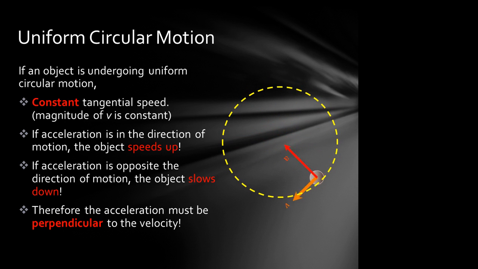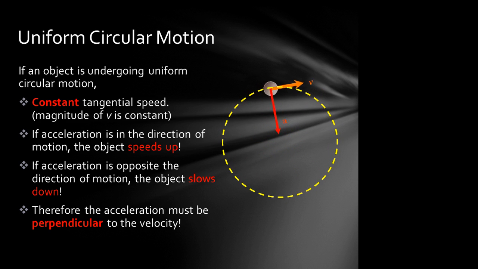We considered an argument where if the acceleration was in the direction of motion at any instant, the object would speed up. And if the acceleration was opposite the direction of motion, it would slow down. But our object moving in uniform circular motion is neither speeding up nor slowing down. It's just maintaining a constant speed moving in a circle. So it can't possibly be that the acceleration has a component in the direction of motion. That's why we concluded that the acceleration must be perpendicular to the direction of motion.